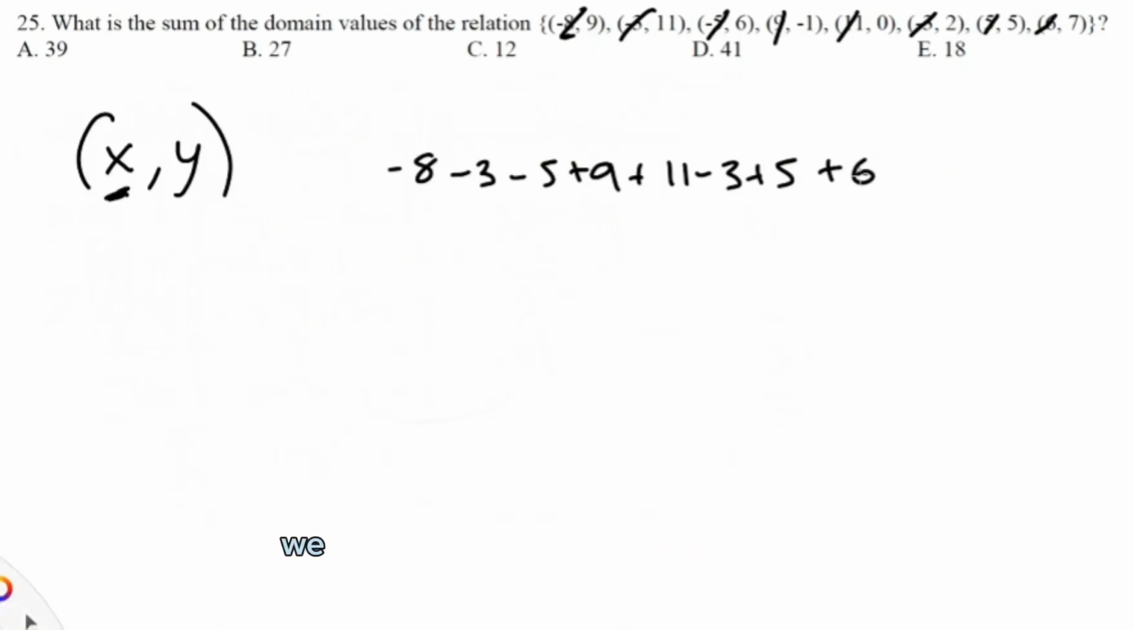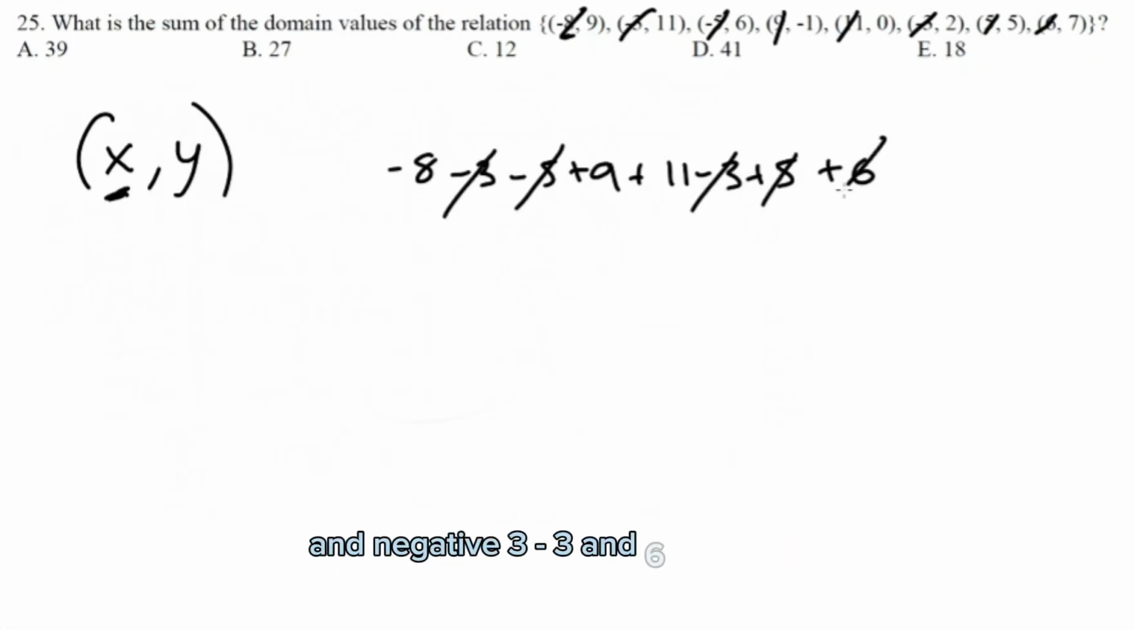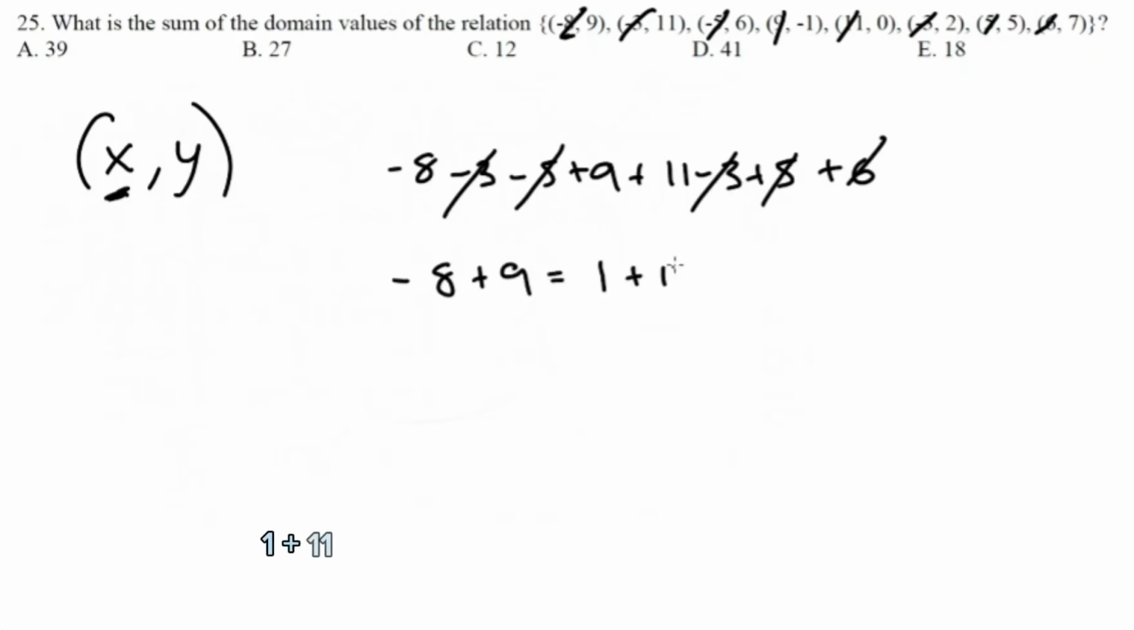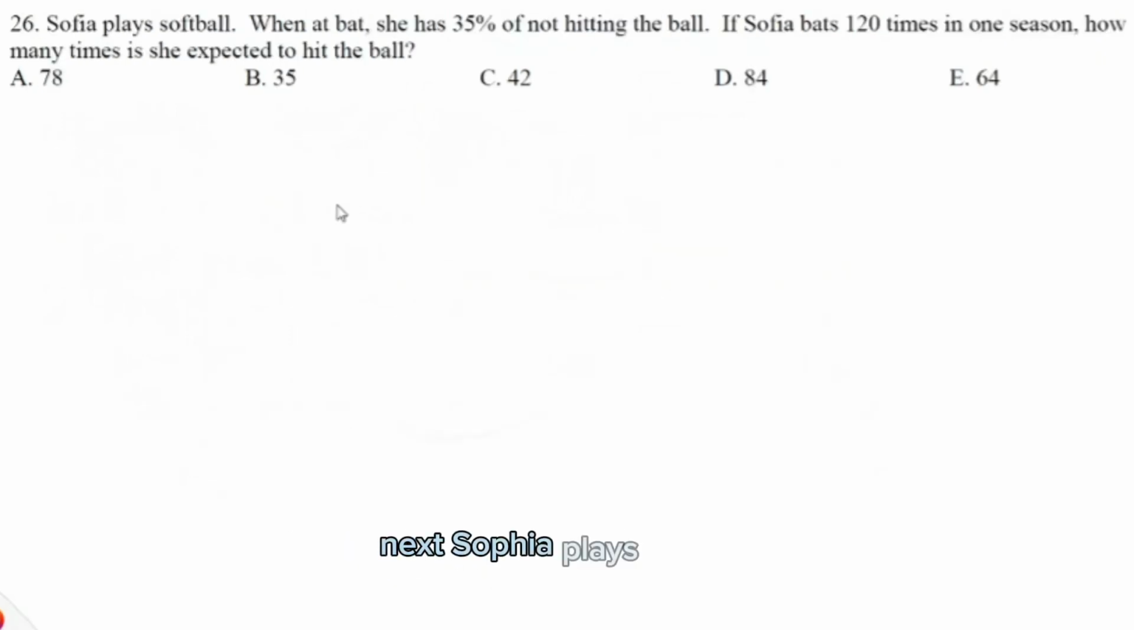Alright, right off the bat, we can cancel out some of these terms. -5 and +5 cancel out. And -3, -3, and 6 cancel out. So now we're just left with 9, 11, and -8. -8 plus 9 is just 1. 1 plus 11 is just 12. And that's your answer.